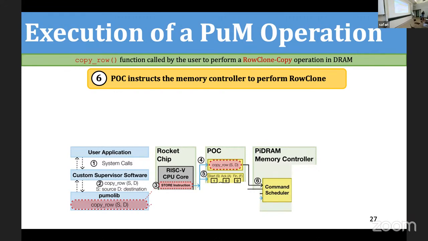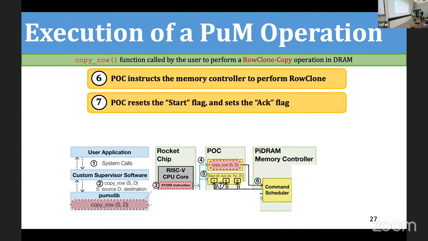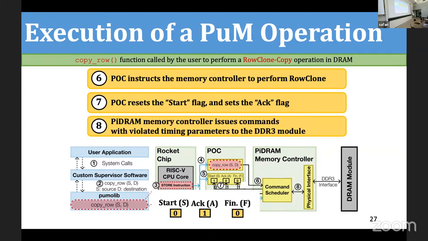So when the start flag is set, then POC tells the memory controller to perform a row flow. And when the memory controller acknowledges this request, the POC will set the start flag to logical zero and the ACK flag to logical one. And to finish executing the operation, the memory controller issues commands with violating timing parameters to the DDR3 models.